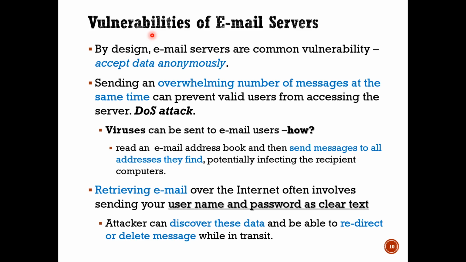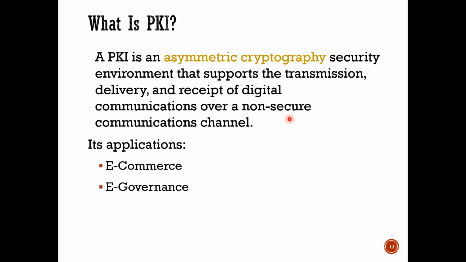Retrieving an email over the internet often involves sending the username and password in clear text, especially when we talk about IMAP and POP3. If you remember from the previous chapter, we said that none of these protocols really takes care of security by encrypting the username and password. So attackers can discover this data and redirect a message onto their own machine. Instead of the message going to the correct destination, it will go to another destination.